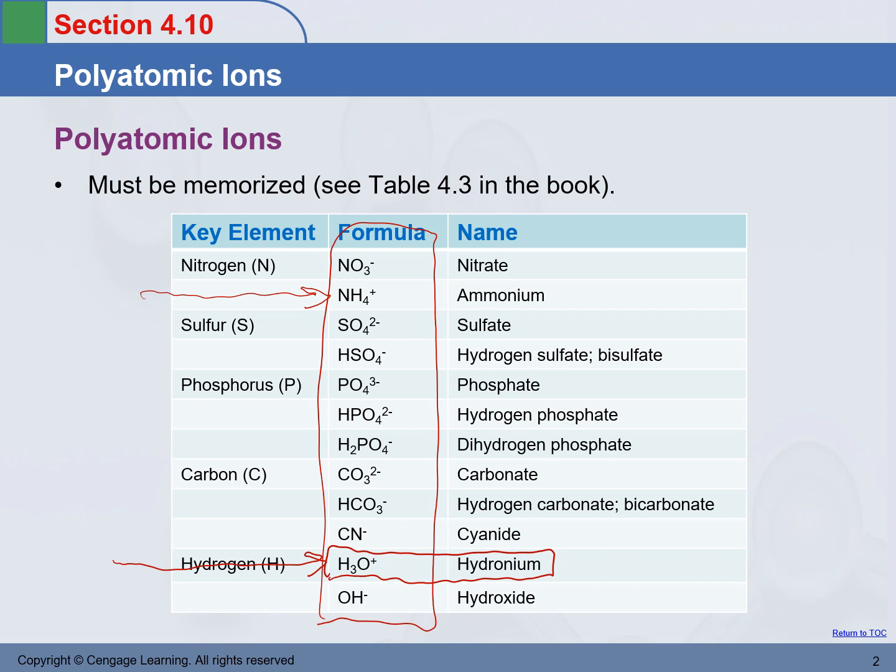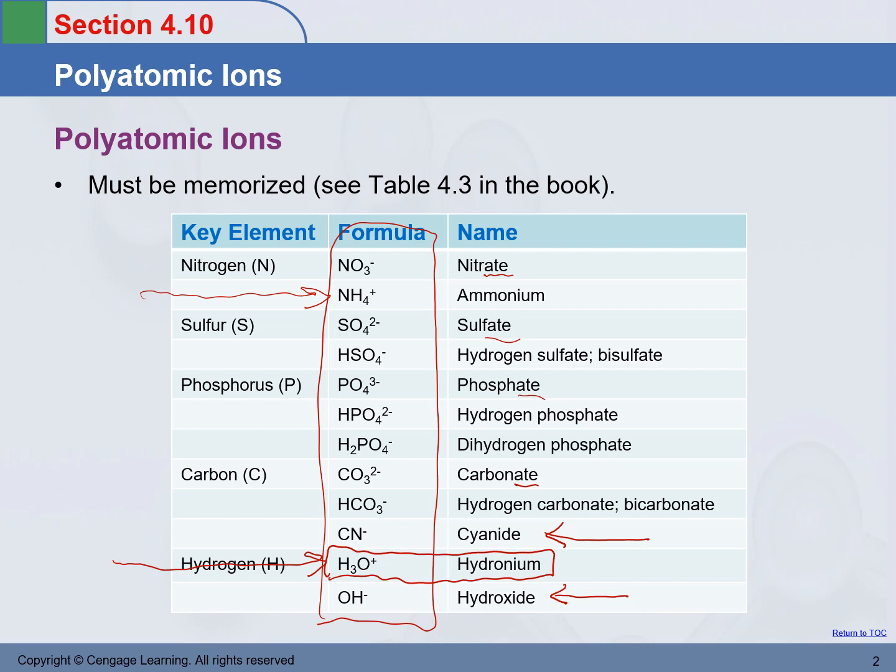Now let's move on to negatively charged ions. Among them, almost all of them end with ATE: nitrate, sulfate, phosphate, carbonate, okay? Almost all of them end with ATE, but 2. One is cyanide, one is hydroxide. Both end with IDE. Again, IDE means negatively charged.